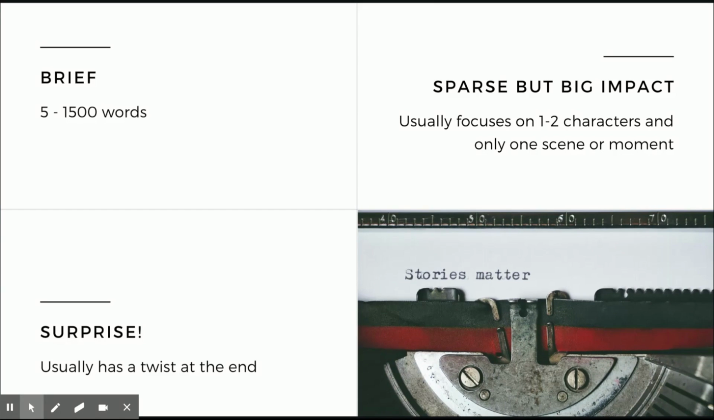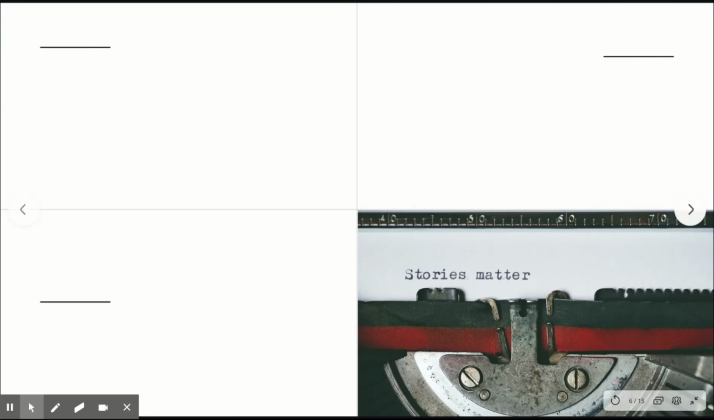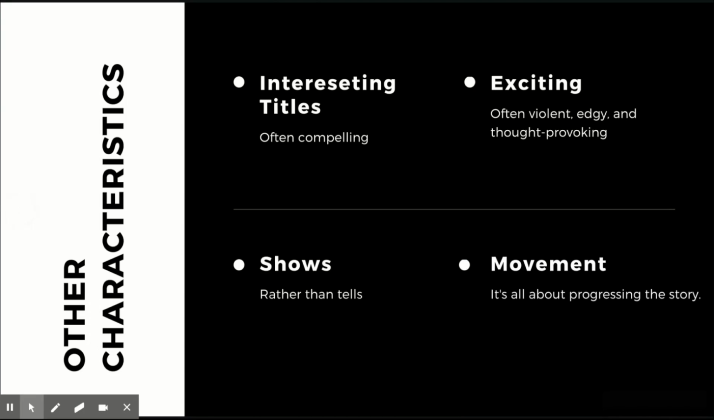Flash fiction usually has a surprise at the end, whether it's a phrase or a sentence or just a plot twist at the end. It's incredibly sparse, but it has a big impact. Usually, flash fiction only focuses on 1 or 2 characters and only one scene or one moment. And often it's just in first person.